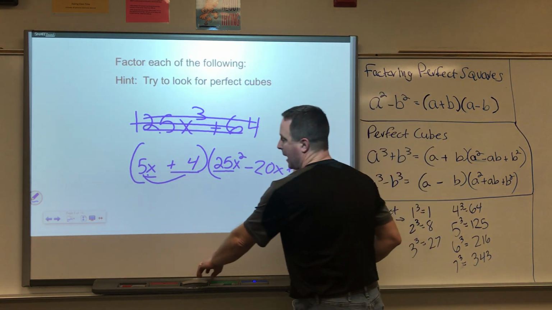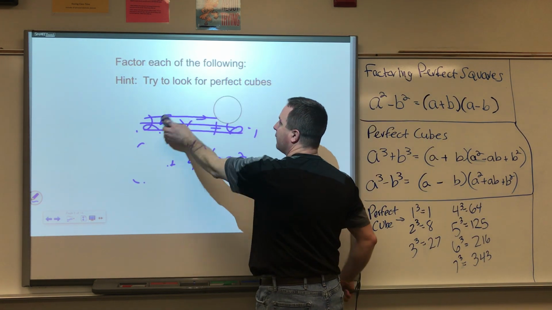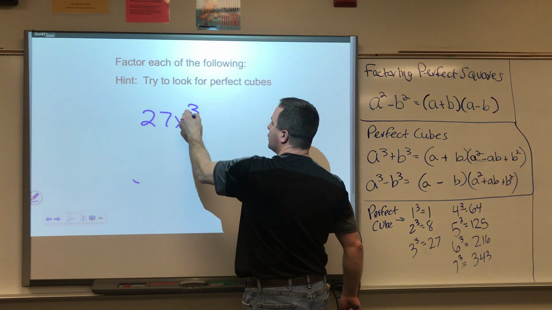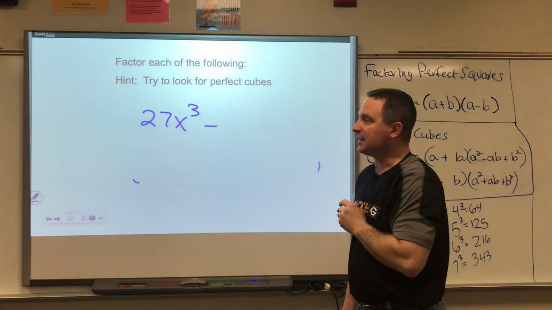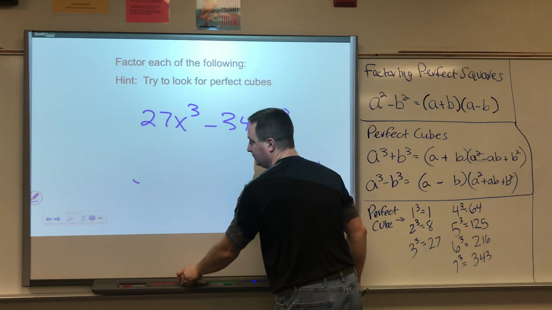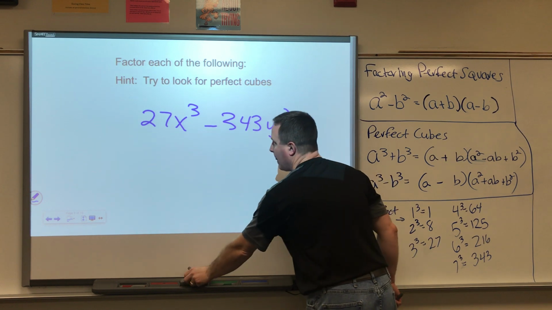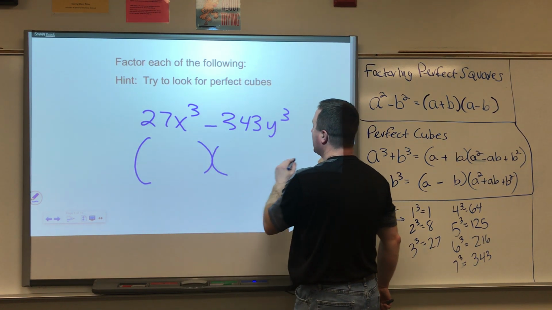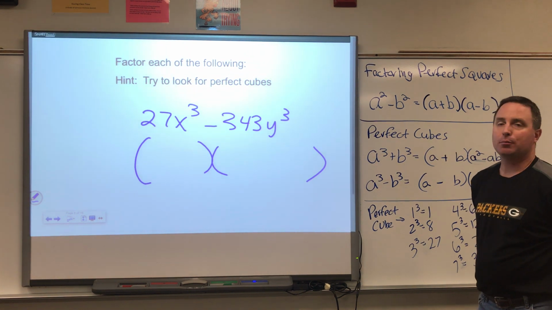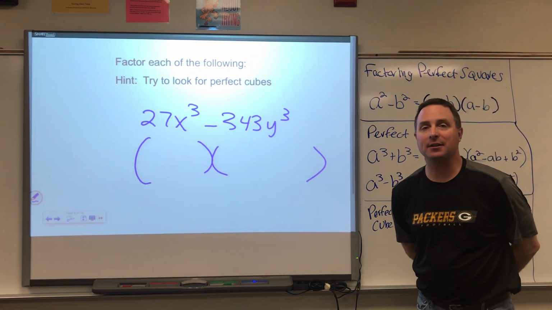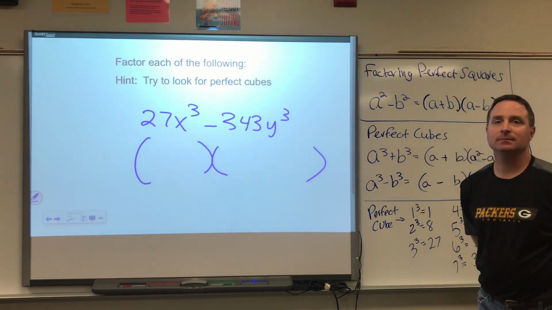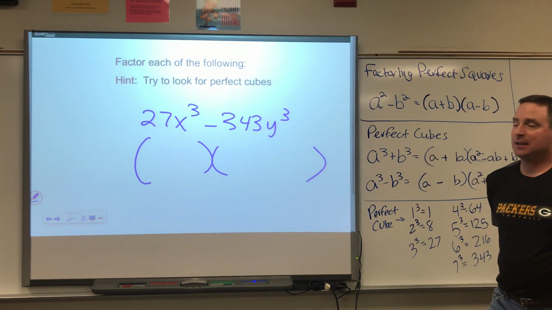I'm going to have you try one more. I want you to try this one by yourself. Let's do 27x cubed minus 343y cubed. Can you break that apart into its little piece and its big piece? Push pause if you want. Give it a shot and then unpause when you're done, and we'll take a look. Ready, set, go. Okay, welcome back. Let's try it.